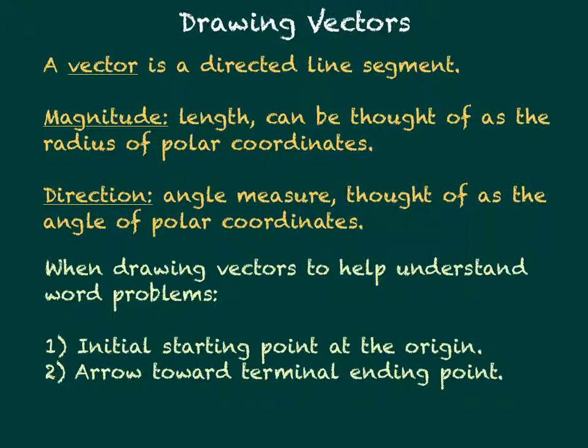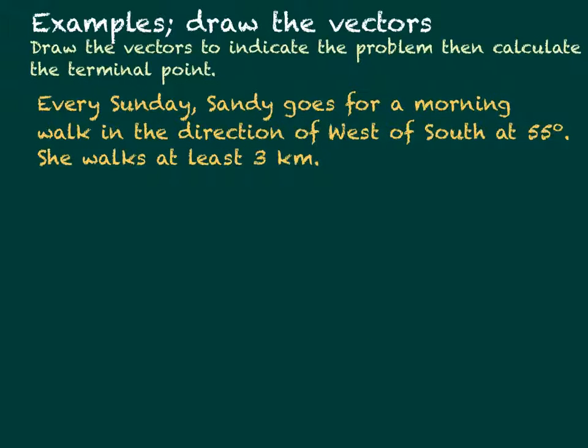Now, we will use vectors to help us understand word problems. So how we're going to do that is we're going to have our initial starting point, which will generally be at the origin. And then we draw an arrow towards our terminal ending point. And we find that point by drawing our angle measure from our zero axis around to whatever angle is being measured. All right, now we're going to draw a few vectors. We want to draw the vector to indicate the problem and then calculate the terminal point.